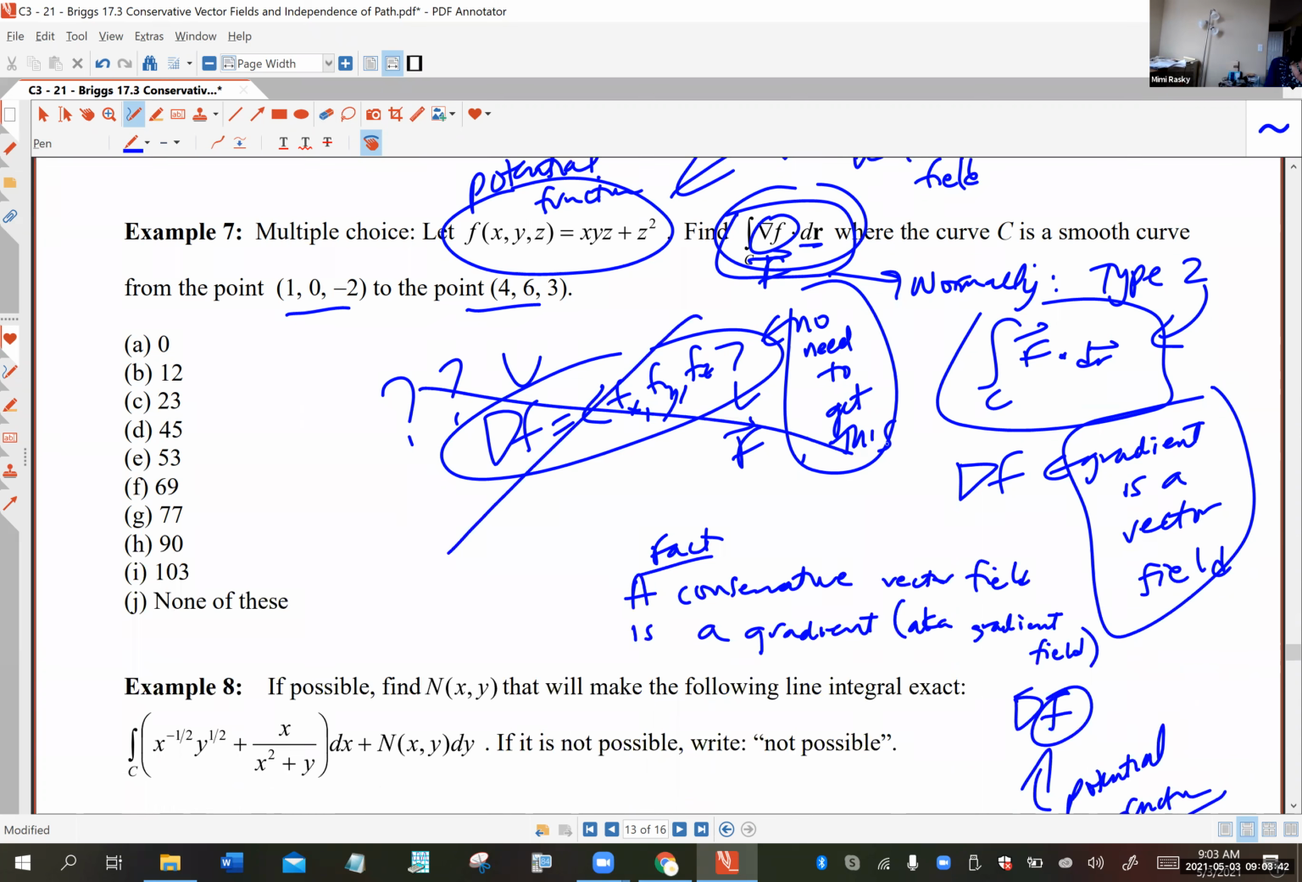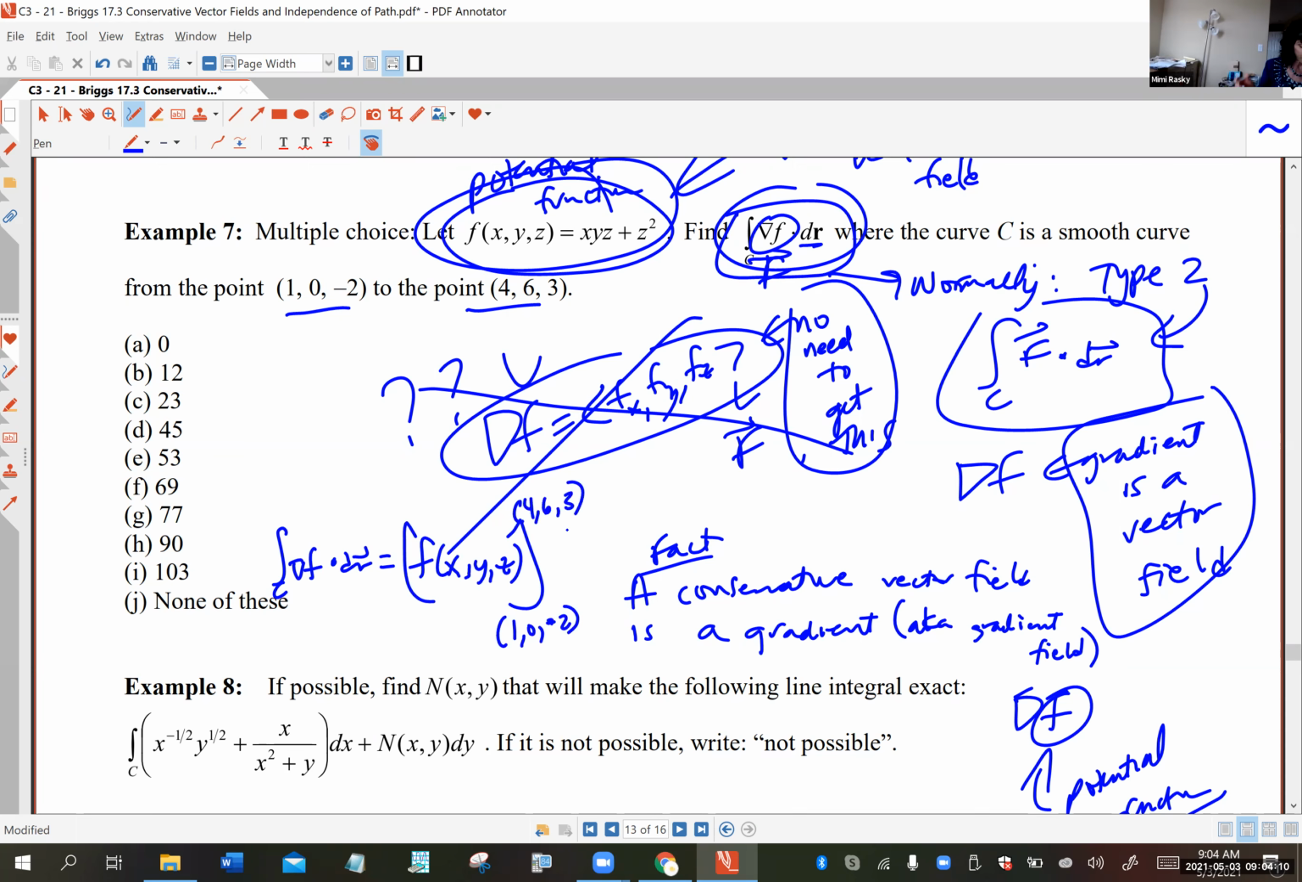So you don't have to go get del f. You don't have to go do that. You're already guaranteed that since del f is a gradient, it's a conservative vector field, and they gave you the potential function already. So this line integral dr is equal to your scalar potential function evaluated between the starting point and the stopping point.